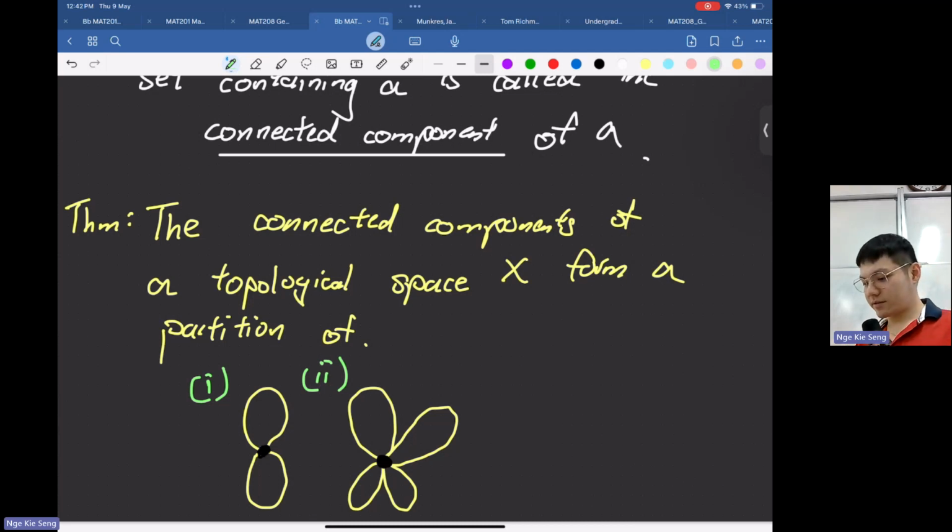Yes, partition of what? Partition of X, sorry. My brain cannot work with my body. My hand-eye coordination is not good. So please check if I missed something.